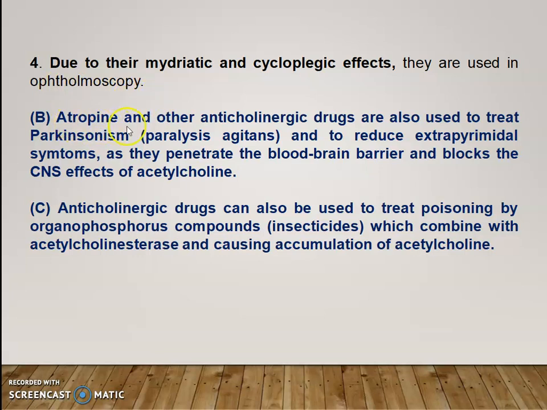Then atropine and other anticholinergic drugs are also used to treat Parkinsonism, that means paralysis agitans, and to reduce extrapyramidal symptoms, as they penetrate the blood-brain barrier and block the CNS effect of acetylcholine. Then anticholinergic drugs can also be used to treat poisoning by organophosphorus compounds, that means insecticides, which combine with acetylcholinesterase and cause accumulation of acetylcholine.